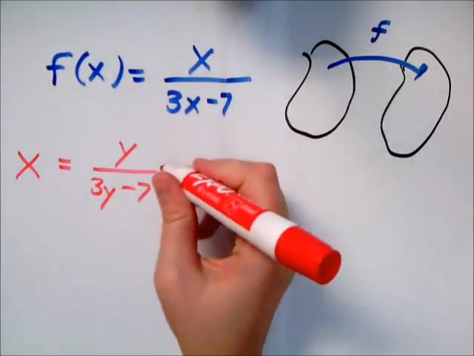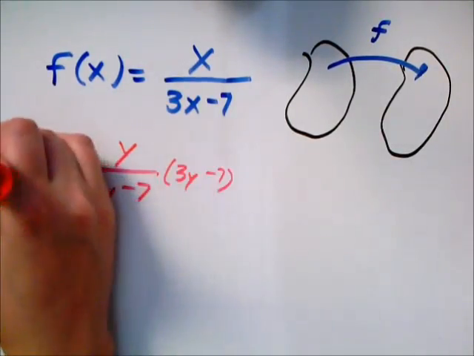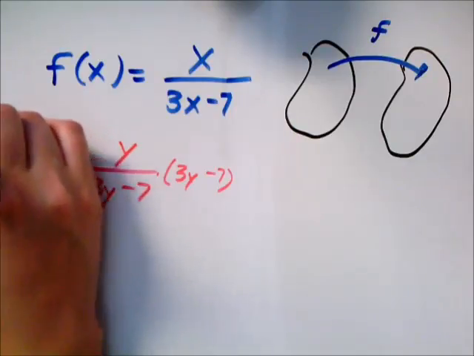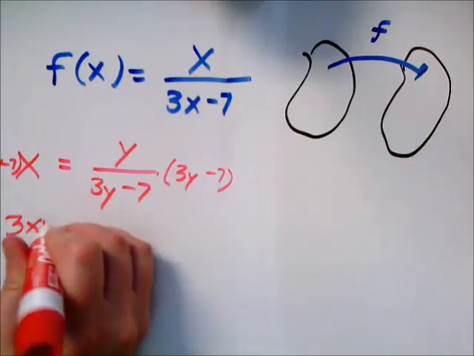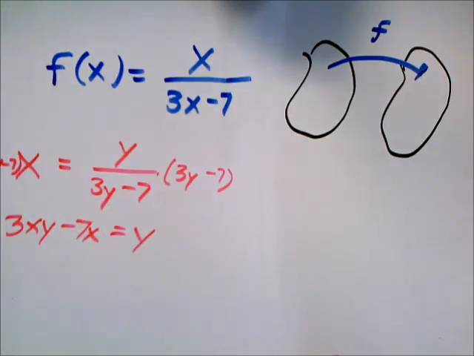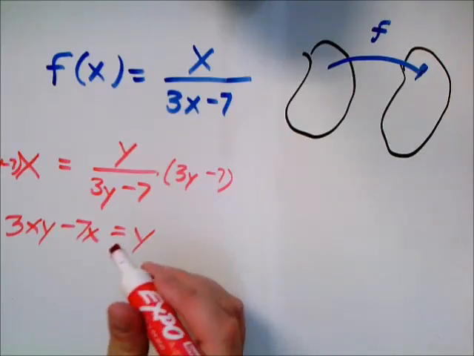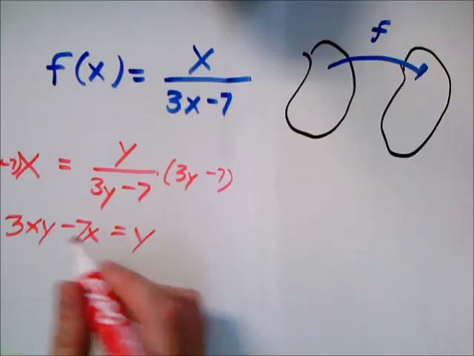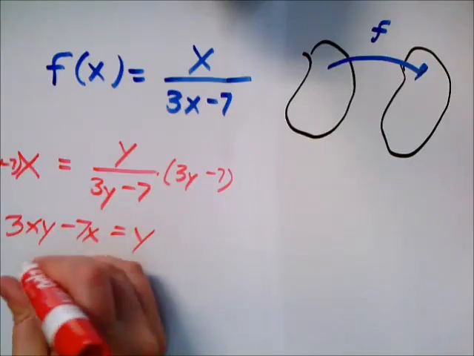So first thing, I'd like this out of the denominator. So I multiply both sides by 3y minus 7. And that means I have to distribute x here. So this will say 3xy minus 7x equals y. Then I'd like all the stuff with y on the same side as each other. So it's up to you what order you want to do it in. I'll probably subtract 3xy over to this side.